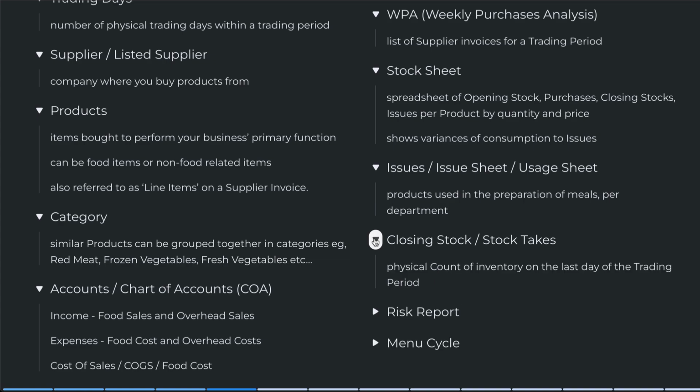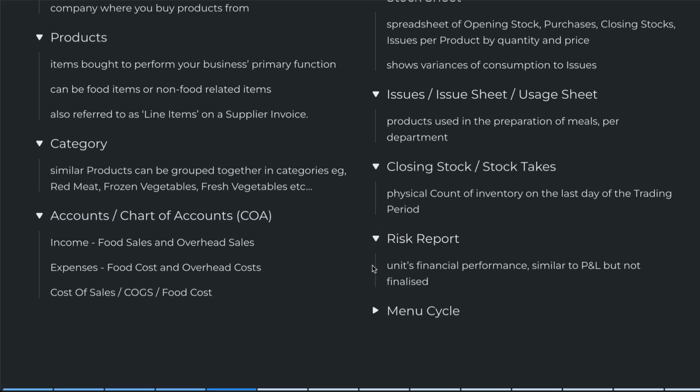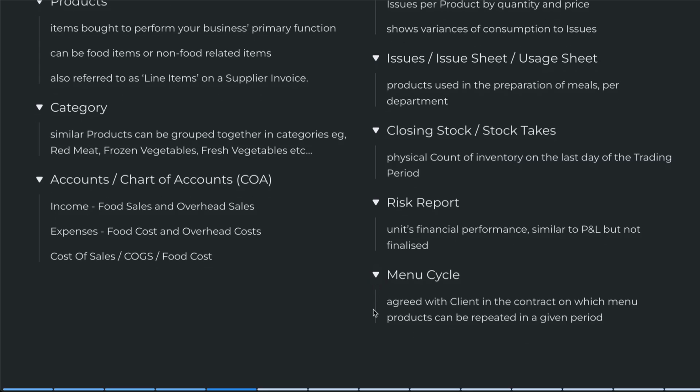Closing stock, or stock takes, a physical count of inventory on the last day of the trading period. Risk report, your unit's financial performance report, similar to a profit and loss report, but not finalized by your financial manager. Menu cycle, an agreement with the client in the contract specifying which menu products can be repeated in a given period.